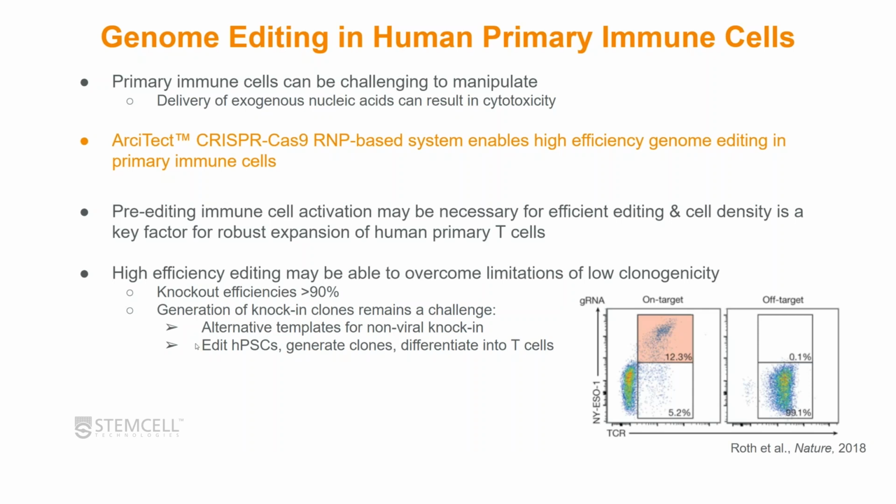Alternatively, if you want to obtain a clonal population of cells, a strategy that you might be able to employ is to edit human pluripotent stem cells. Although still challenging to clone, it is possible to clone them, so you can generate clones with a specific genetic change and then differentiate those clonal cells into T cells. And we're actively working on a kit in order to accomplish this.